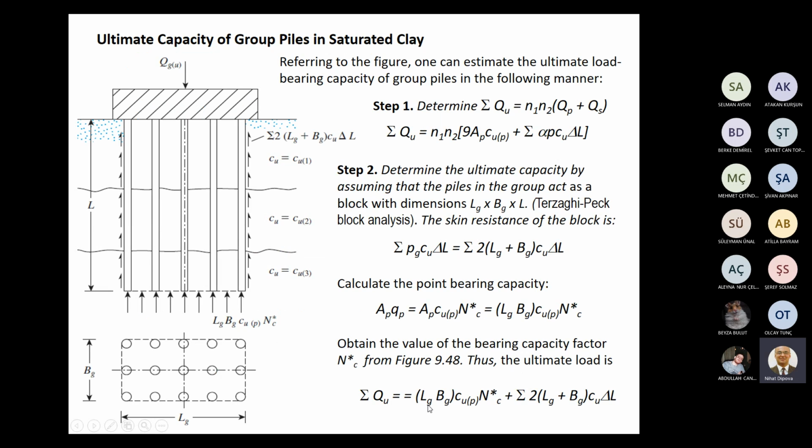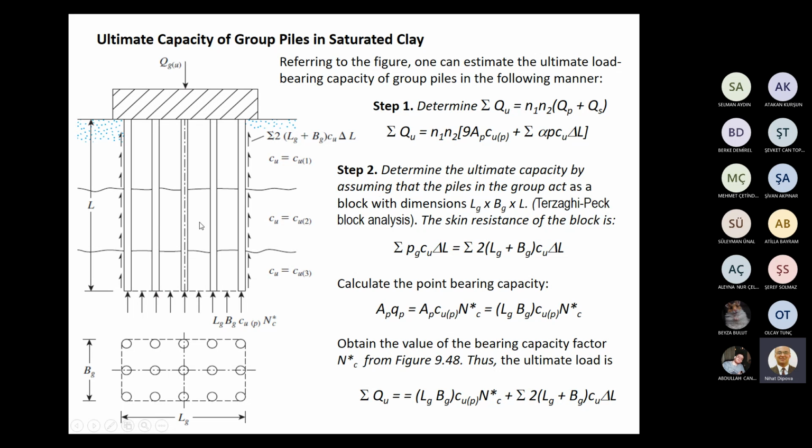Let us discuss further the ultimate capacity of group piles in the saturated clay case. Please follow this figure. In this figure, 5 by 3 piles are placed in a group and combined with a pile cap. And this pile cap will distribute the total load into these piles.